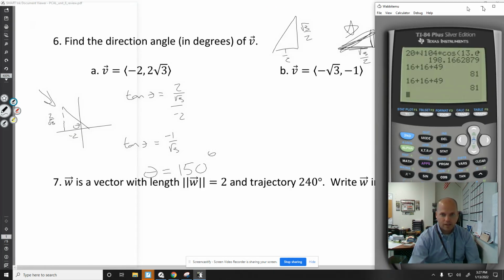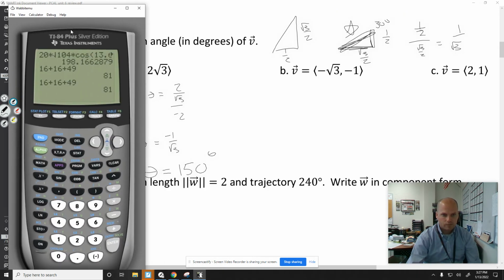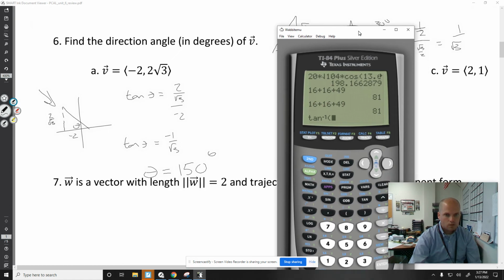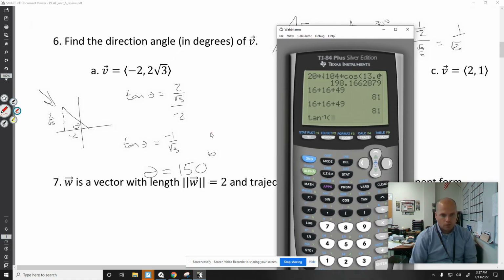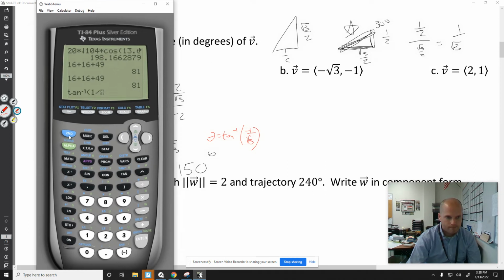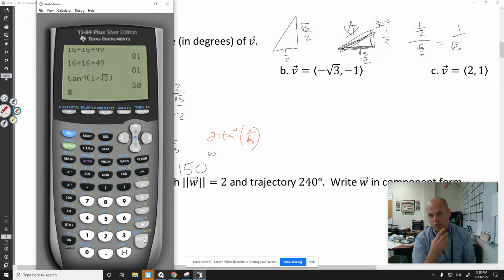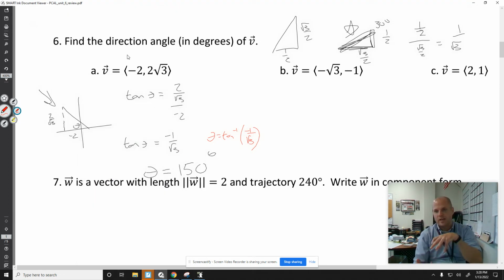I will take tan inverse to solve for theta. So theta equals the tan inverse of negative 1 over root 3. And I get 30 degrees. Make sure you're in degree mode. Answer's not negative 30, right? This is where, using tan inverse, you're either going to get an angle in the first quadrant or a negative angle in the fourth quadrant.